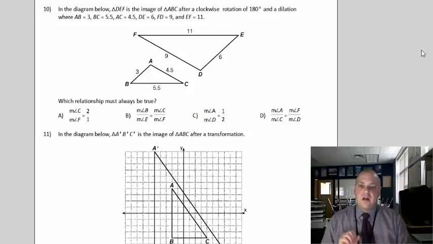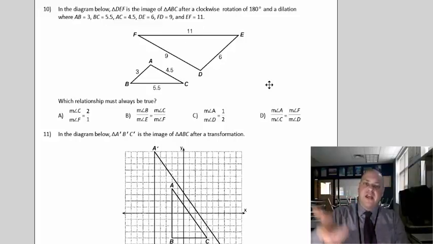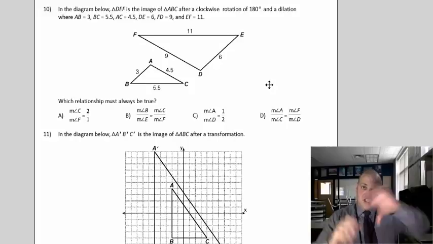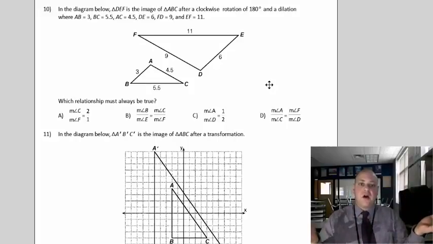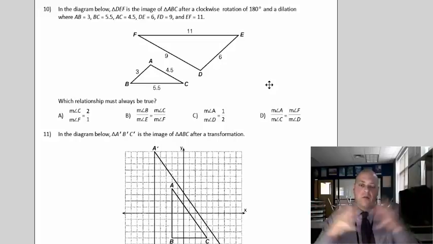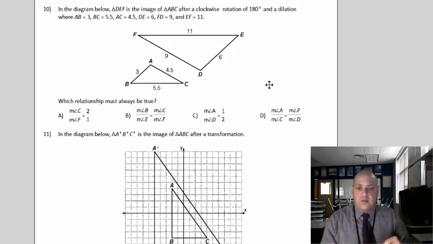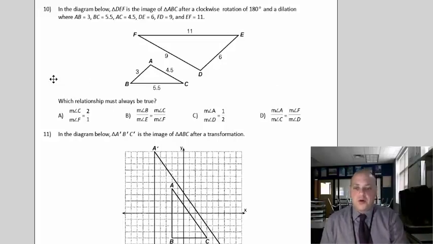In number 10, we have similar triangles, right? Well, it doesn't say similar, but it says a clockwise rotation of 180. You need to know that there's a rotation, obviously there's a dilation as well, right? A rotation and a dilation. When you do a rotation and a dilation, the sides are proportional, all right? So we're going to make sure we know that these proportions work. So which one is it?